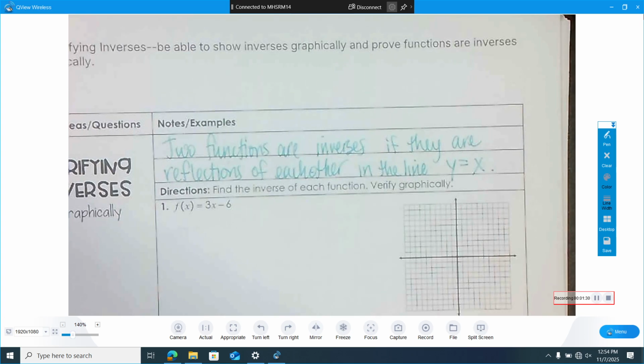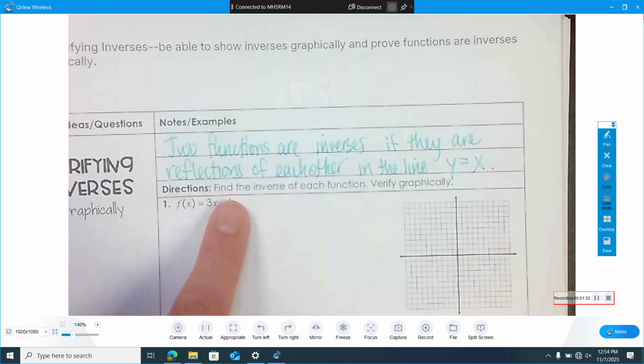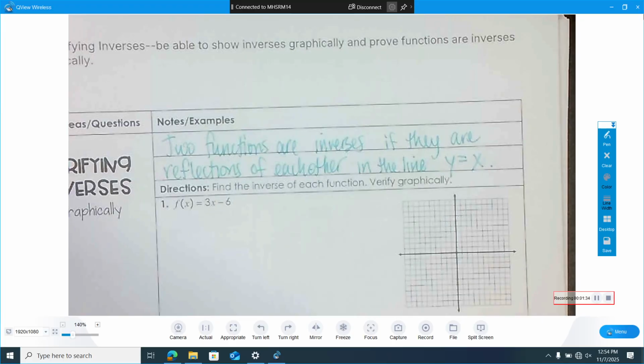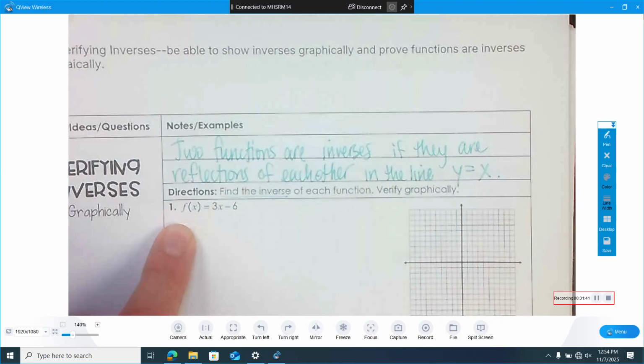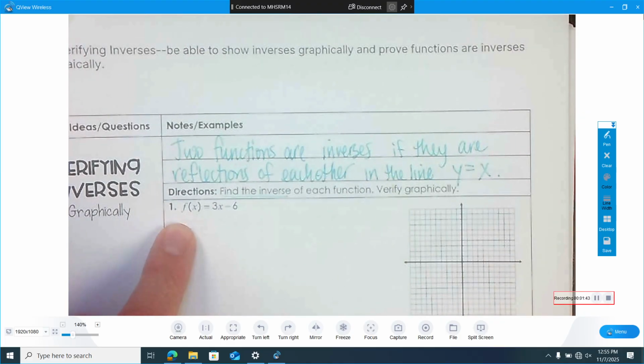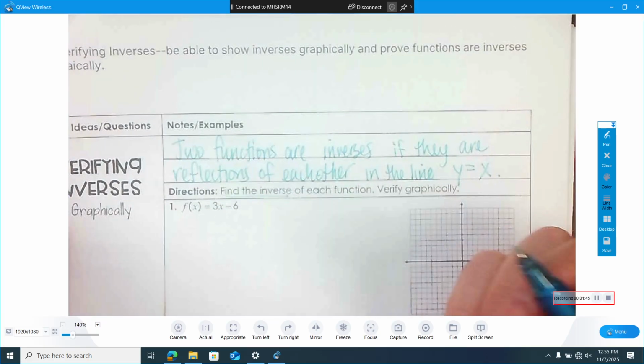So let's see how this works. We want to find the inverse of each function, and then we're going to verify graphically what that looks like. We're going to do a little bit more of that too. But here, we want to find the inverse. How did we find the inverse yesterday? Switch the x and y. Swap and solve.